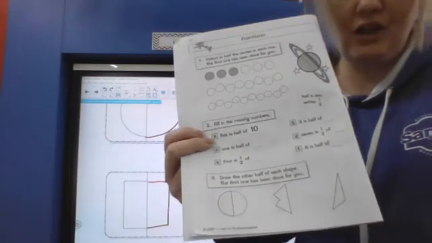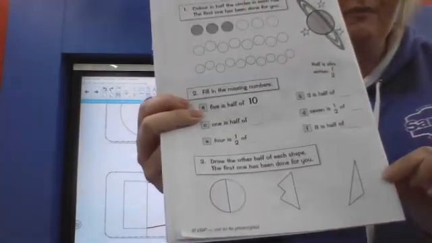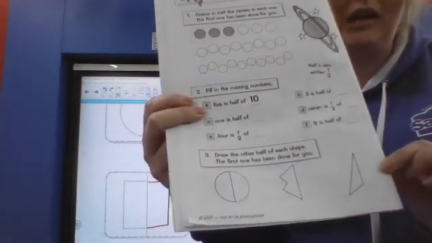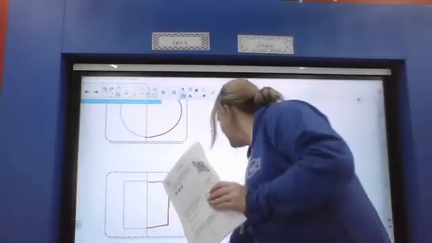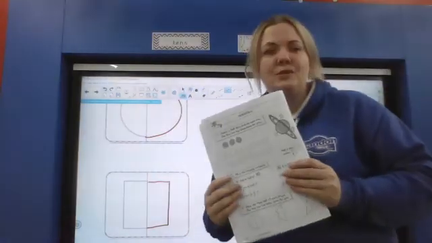So you need to have a go at drawing the other half to these shapes on question 3, and make sure that you send in all of your work to us, please, Year 2, okay? Well done.